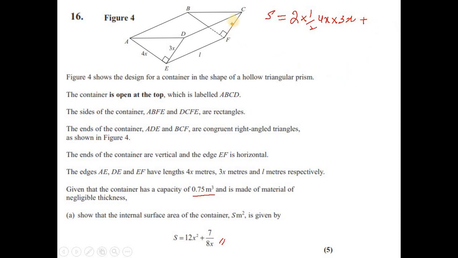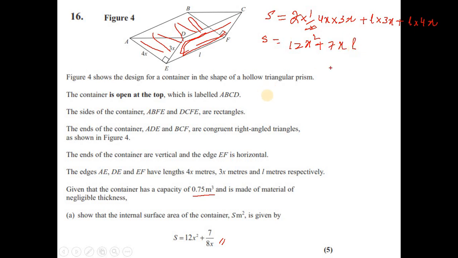Now if you see the area of this rectangle, it would be equal to L times 3x, base into height, plus the area of the other rectangle, which is this. The area of that rectangle would be L times its width, which is 4x. So L times 4x. So S is equal to, 2 gone, 4 times 3, so 12x squared plus 3xL and 4xL, which is 7xL. This is the surface area that we found using the given information.